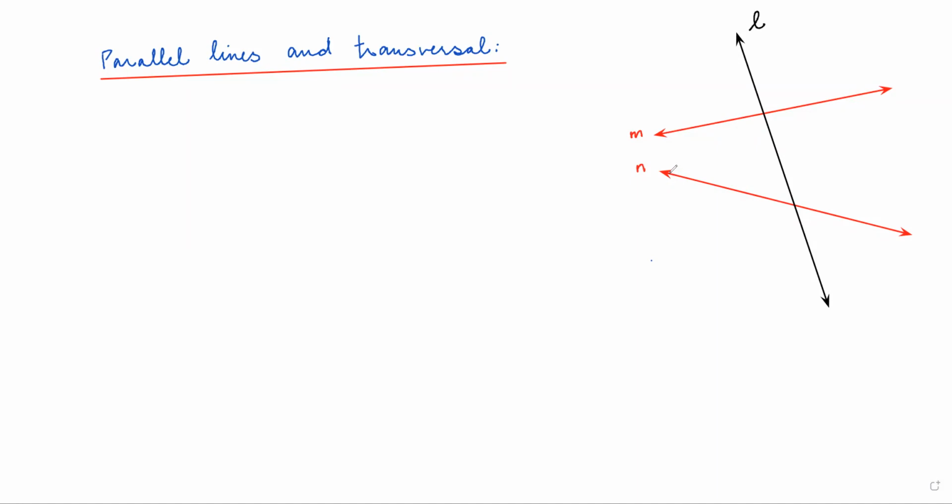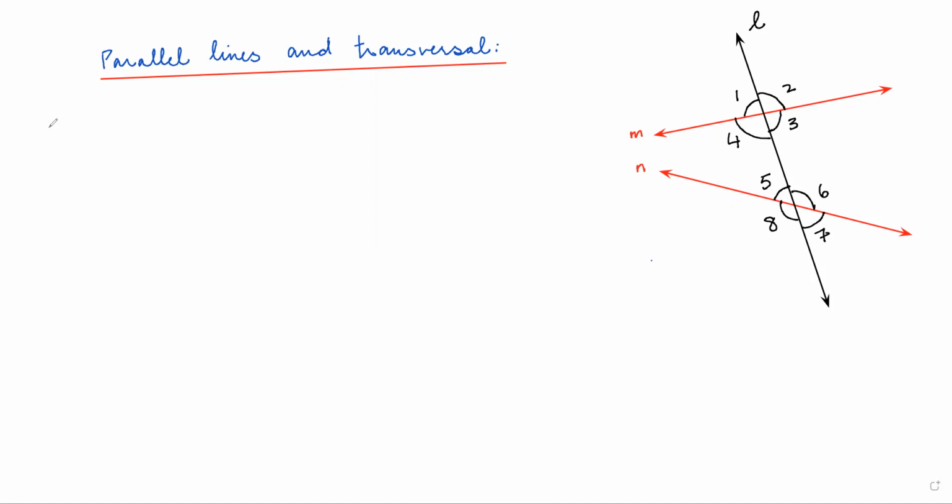Now students, so many angles are formed, right? This is, let us say, angle 1. Let us say this is angle 2, angle 3, then angle 4, angle 5. Total 8 angles are formed. Let's say this is angle 6, angle 7, and this is angle 8. Right, students? Now, we want to name these angles.